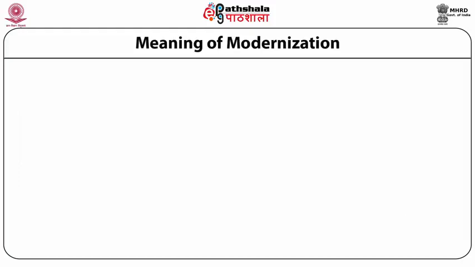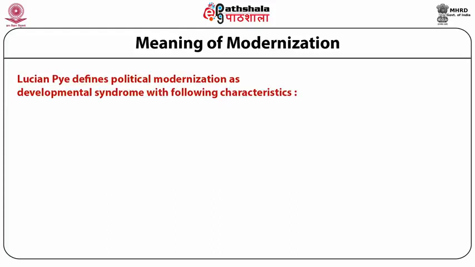Now let me give you another very important viewpoint about modernization by a scholar who is very well known in the field of comparative politics called Lucian Pye. Lucian Pye defines political modernization as a development syndrome with 4 characteristics. So his emphasis is on political modernization, and he mentions the following features of political modernization.